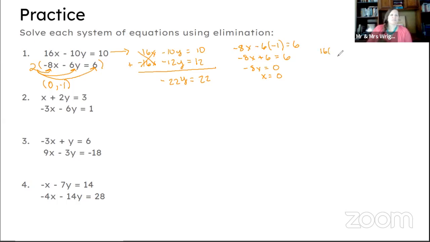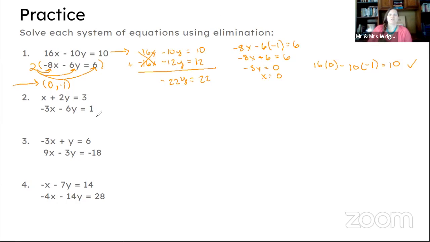16 times, I'm going to do this just a little bit lower, 16 times my first variable x was 0, minus 10 times -1 equals 10. I'm going to plug that into my calculator now. 16 open parentheses, 0 close parentheses, minus 10 open parentheses, -1 close parentheses, hit enter, and I get 10. So my answer checks out. This is my answer. x equals 0, y equals -1.